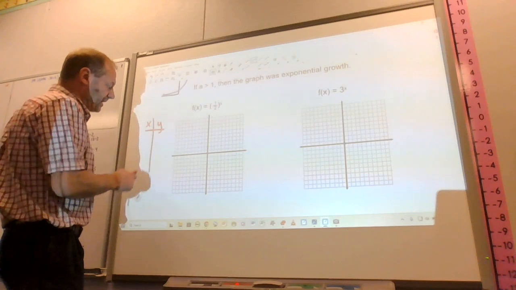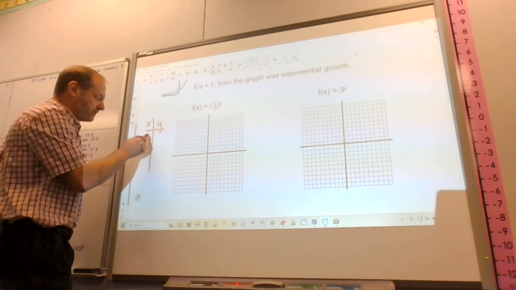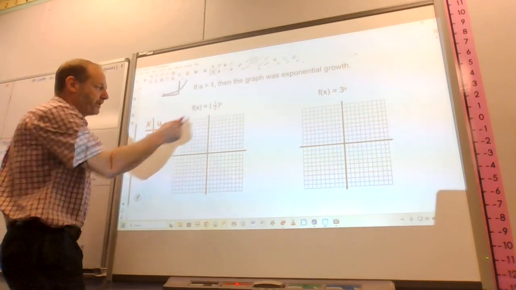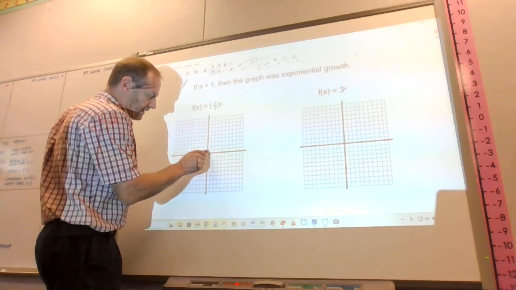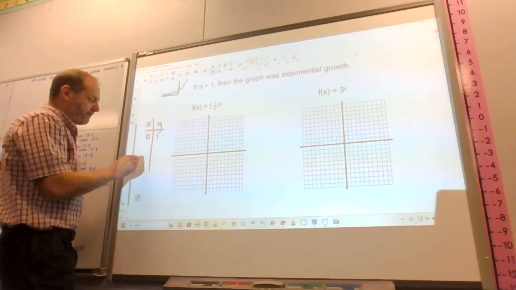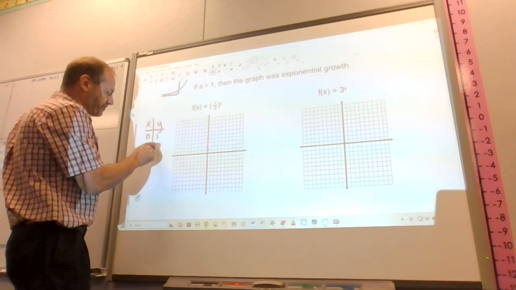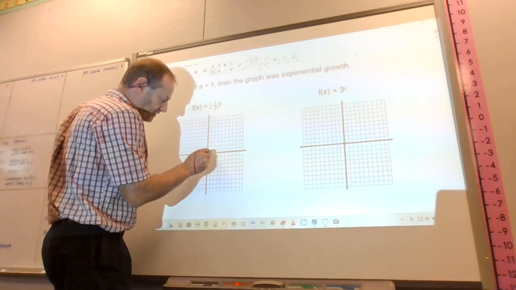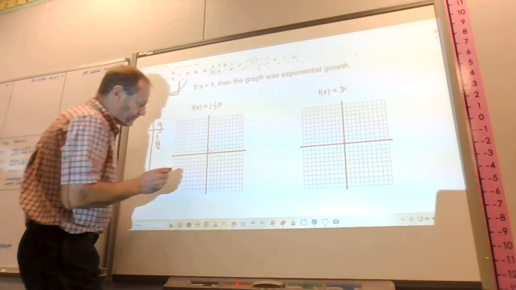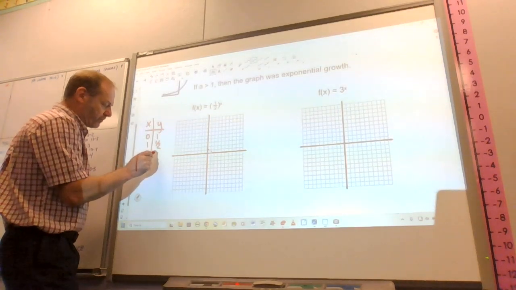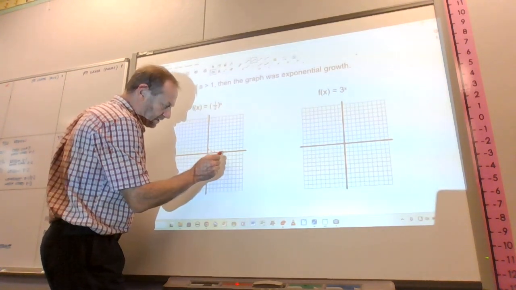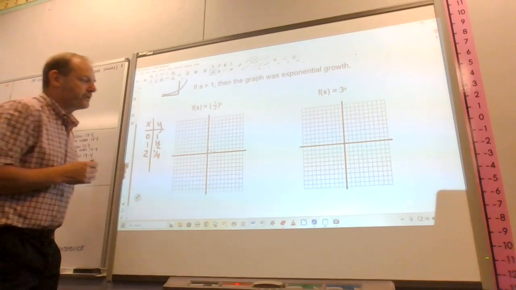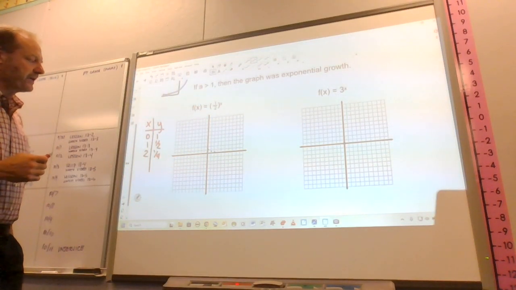Our friend is always the number 0, almost always the number 0. We plug that in, 1/2 to the 0 power is 1. Okay, so we'll graph 0, 1 right here. If we put 1 in there, 1/2 to the first power is 1/2. It's going to be like right here. And then 2 would be 1/4. So what this is going to do is get closer and closer and closer to the x-axis, but it's never quite going to get there.